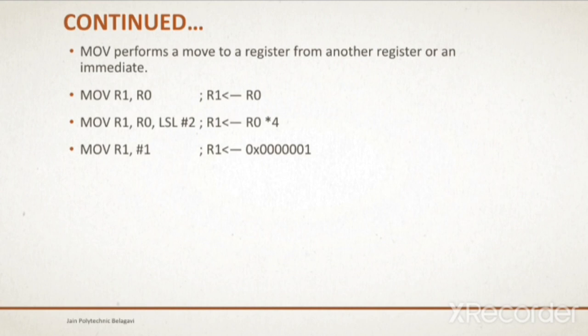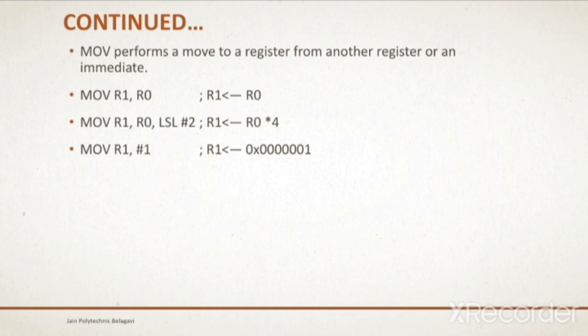MOV performs a move to a register from another register or an immediate value. MOV R1, R0. R0 is the source register and R1 is the destination register. So contents of R0 are moved into R1.